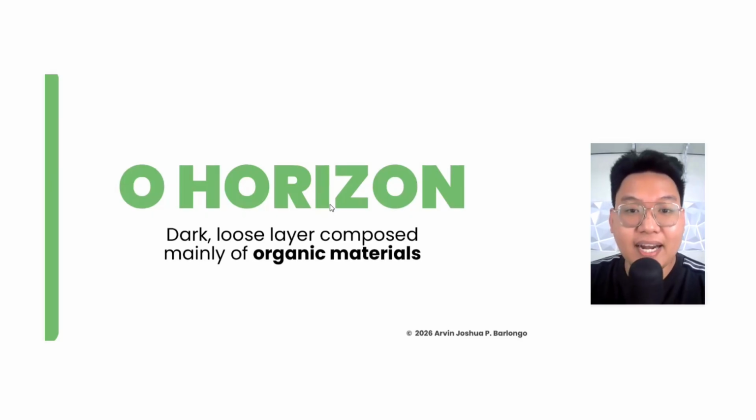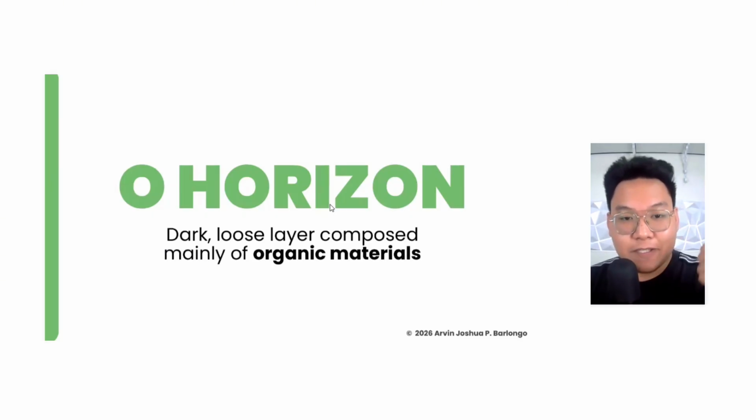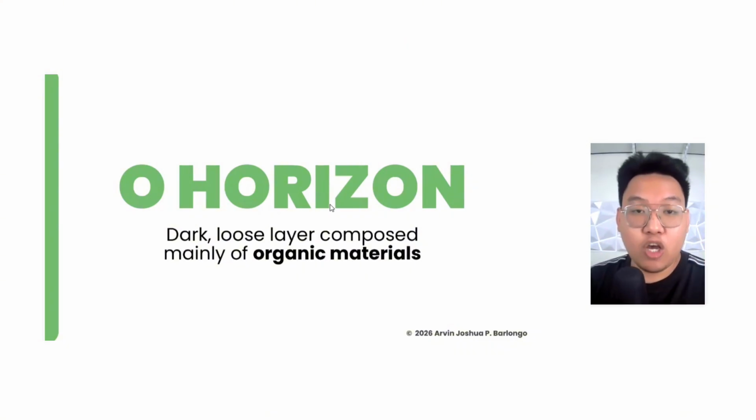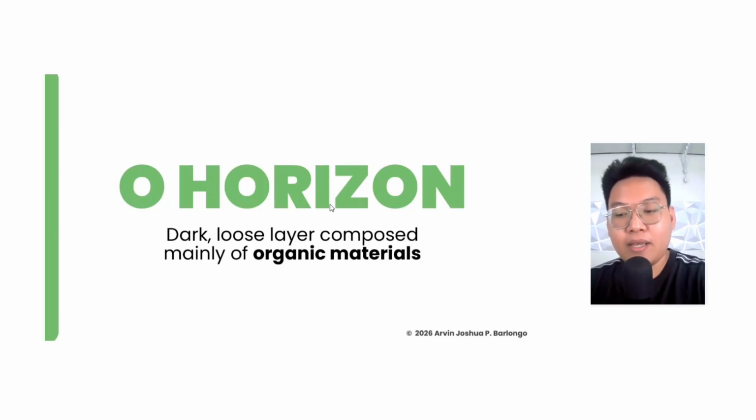The key or distinguishing characteristic of the O horizon is that it is dark because of the abundant organic matter. It is a loose layer composed mainly of organic materials. So O is for organic, which makes it easy to remember.